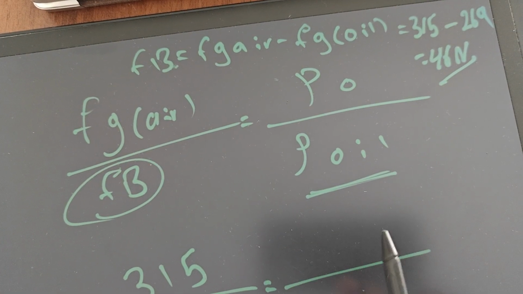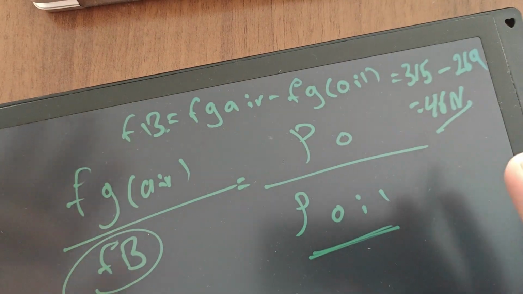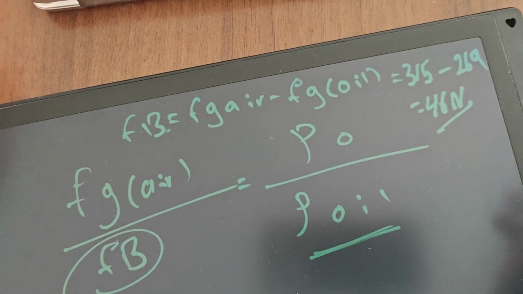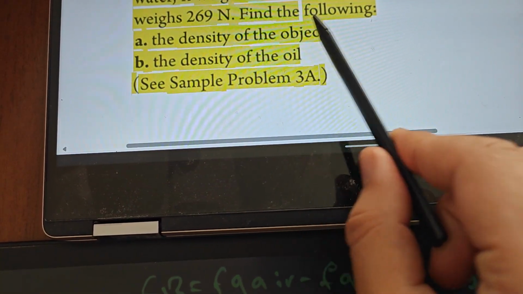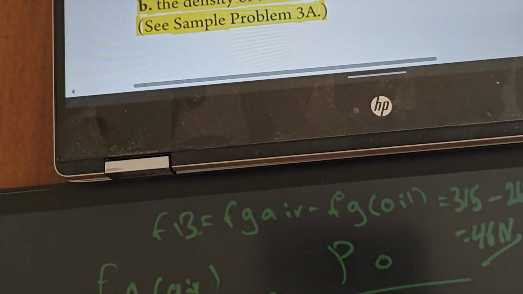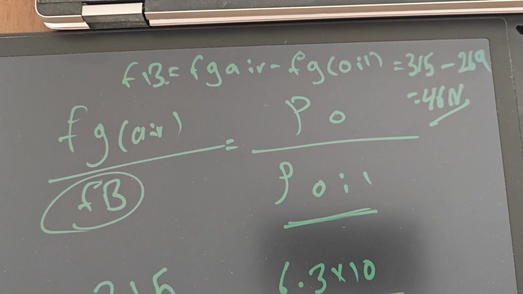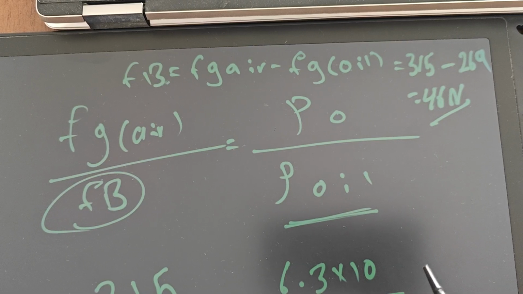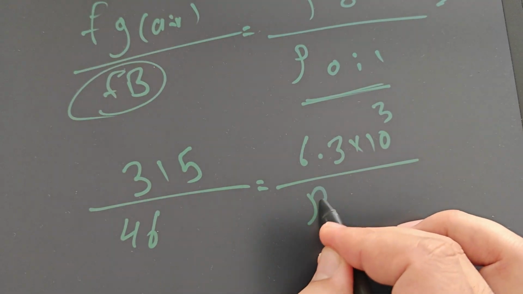And the density of the object. Mister, where is the density of the object? Students, no worry, because in the previous part, part A, we already found the density of the object. The number was 6.3 times 10 power 3. We found the density of the object. So here the question becomes so easy. You can go on to find the density of the oil.